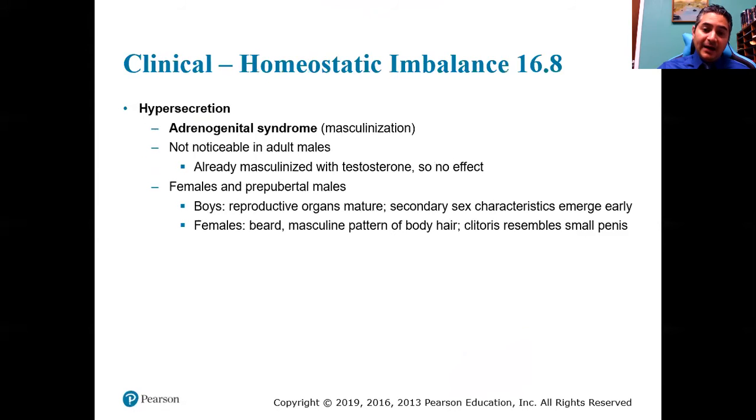So in hypersecretion, right, you're going to be producing a lot. Masculinization can occur. So not noticeable in fully developed males, but in those that are not fully developed males, you can see this characteristic occur. Now, in females and boys, reproductive organs mature and secondary sex characteristics can emerge earlier. In hyper, in females, can produce facial hair and other things can occur.